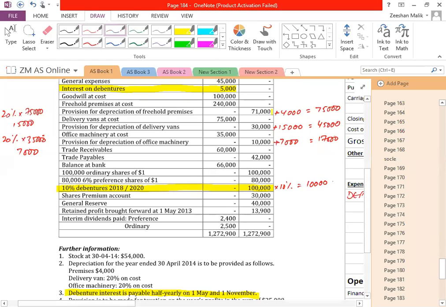And this is straight away income statement. Whatever is in the trial balance, that is 5,000, is the interest which is already paid. So you have to pay how much? 10,000, but you paid only 5,000. So the remaining amount is to be taken as a current liability.